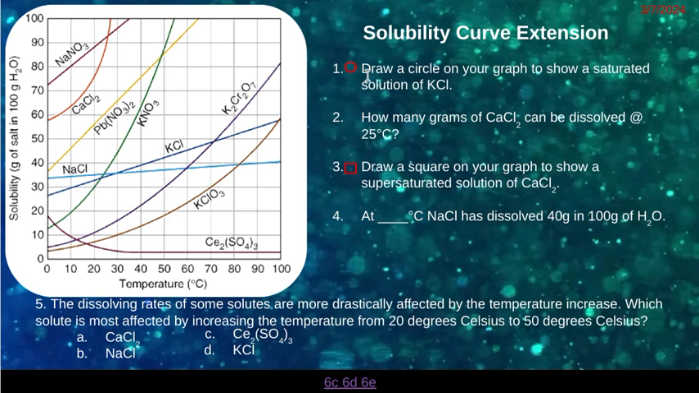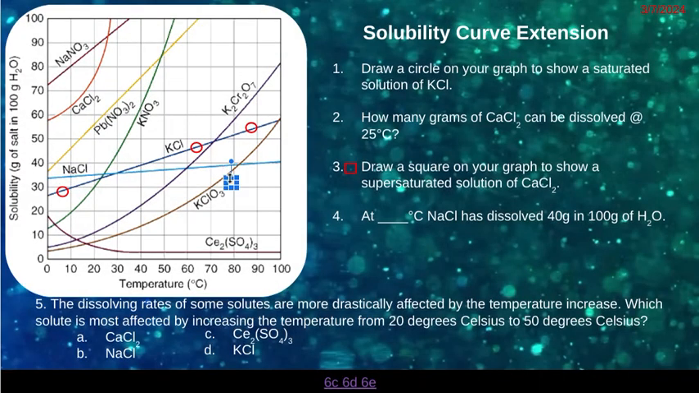So the first problem says, draw a circle on your graph to show a saturated solution. And I've already given you a circle. So you're going to draw a saturated solution of KCl, and KCl is this one right here. So anywhere on this line is a saturated solution, and I'm going to copy and paste a couple of these. You could have put them on any of these, and that would have been okay. Anywhere on the line that's labeled KCl would have worked.